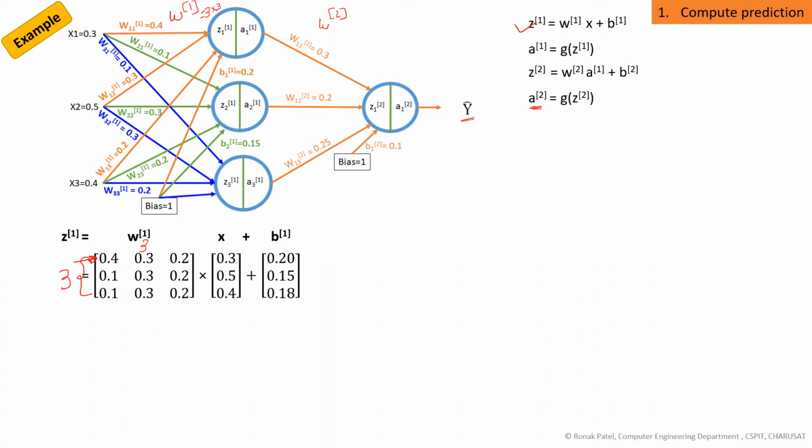That is 3, right? If we have 4 neurons, then this will be 4 cross 3. But right now we have 3 neurons in layer 1, so that is 3 cross 3.